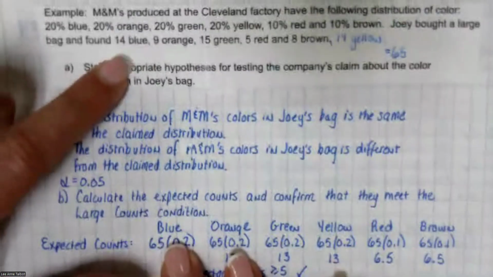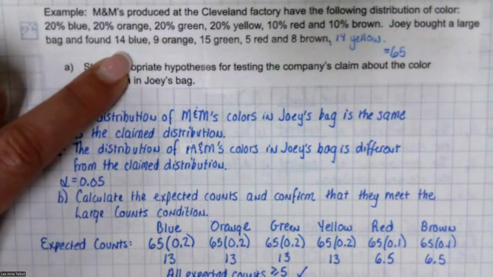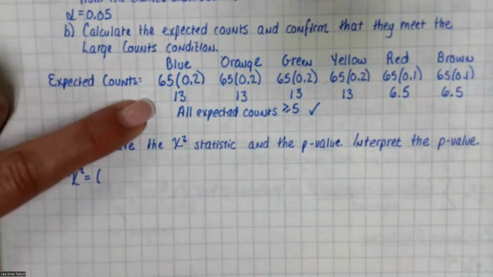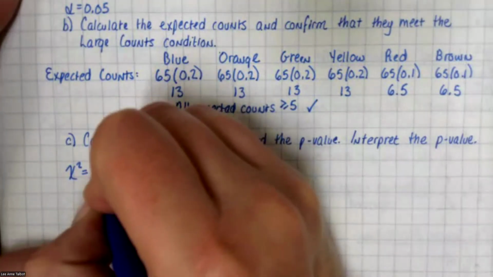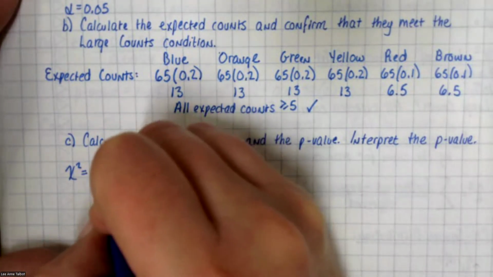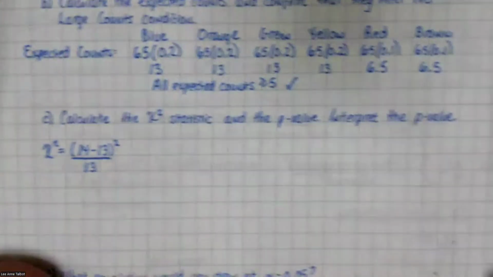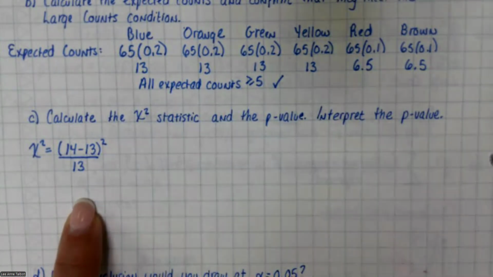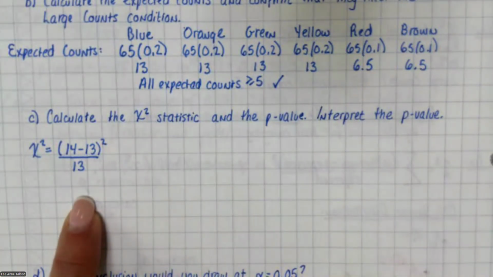The observed blue was 14 in the bag. Observed means real, like from your sample. And the expected was 13. So 14 minus 13 squared over 13. That is called the blue term, the chi-squared term for that category, which is blue.